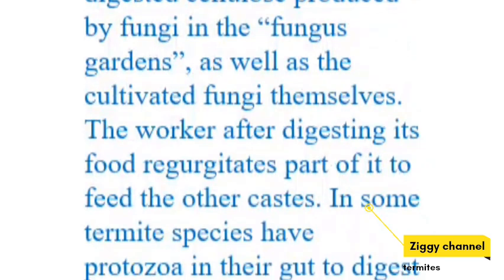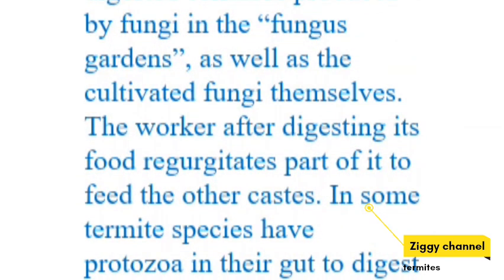A worker termite feeds on food which consists mainly of cellulose, but cannot digest it on its own because of its inability to secrete cellulose-digesting enzymes. It therefore feeds on partially digested cellulose produced by fungi in the fungus gardens, as well as the cultivated fungi themselves. The worker, after digesting its food, regurgitates part of it to feed the other castes.